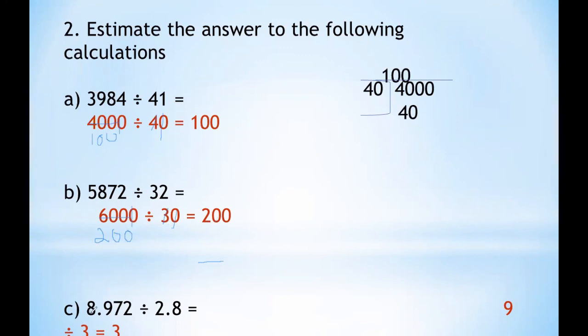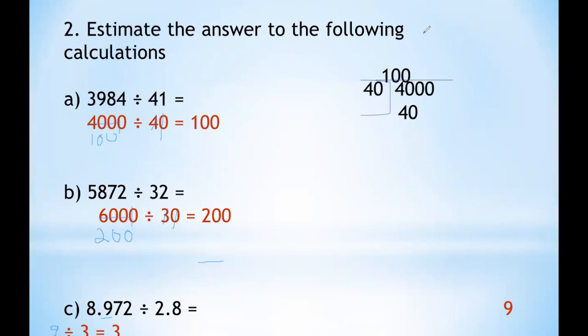Here you can see 8.972. When you round this number to the nearest whole number, you will get 9. So I will write 9 here. So 9, and 2.8 when you divide with 3. When you round 2.8 to the whole number, you get 3. So 9 divided by 3 gives 3.